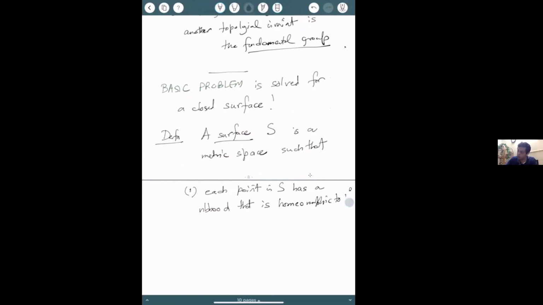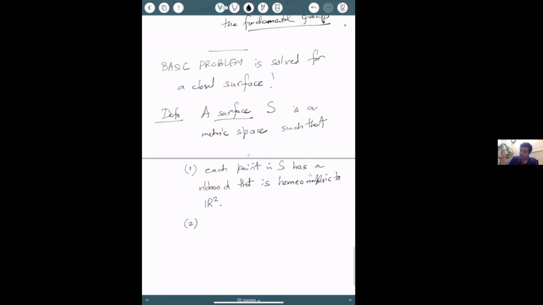So this is called, it locally looks like the plane. And the second thing that I think Armstrong doesn't mention, but which is in all other definitions of surfaces that you would find useful much later, is a very technical requirement that S can be covered by countably many such neighborhoods. This is called second countability of the space.